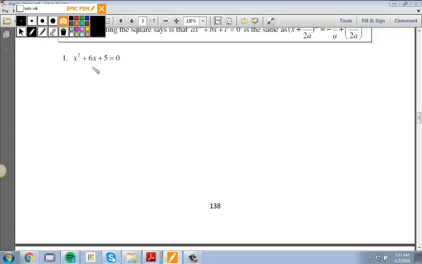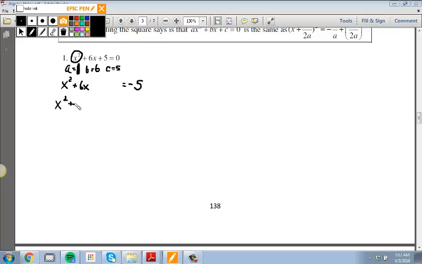Alright, so we have x squared plus 6x plus 5 is equal to 0. Make sure that the number in front of x squared, the a, is always equal to 1, and that b is equal to 6 and c is equal to 5 before you start. Label the b and the c as well. Here's what we're going to do. We're always going to subtract the c to the other side. So x squared plus 6x equals negative 5.